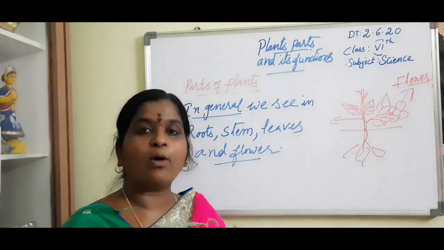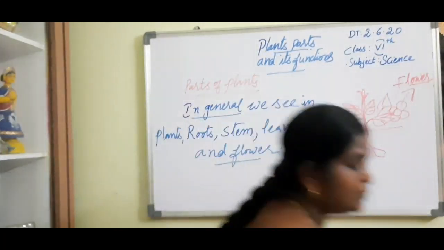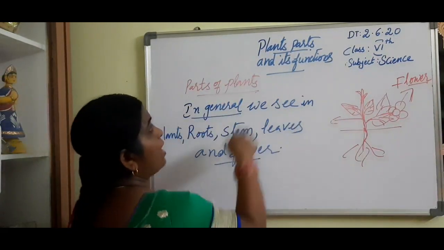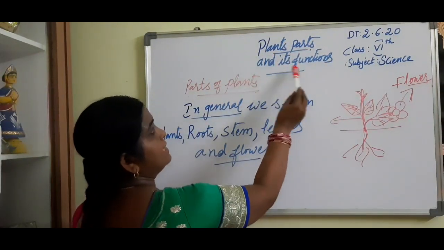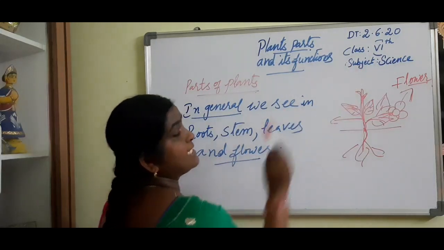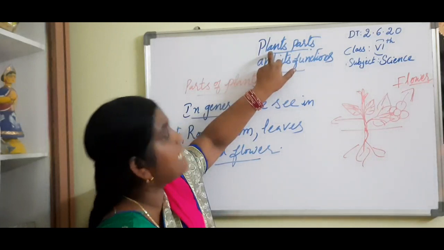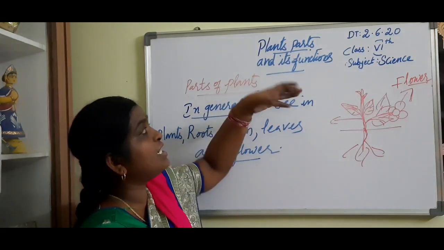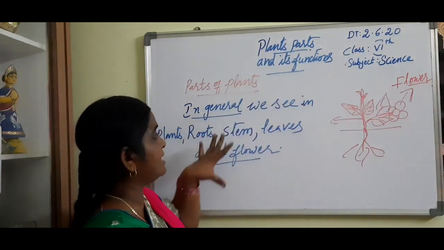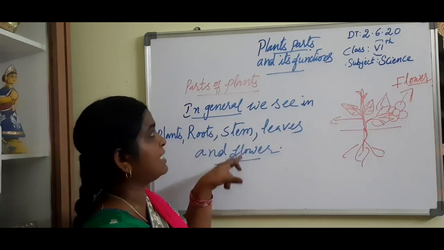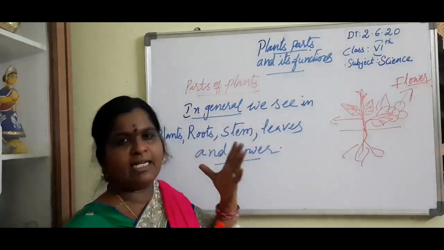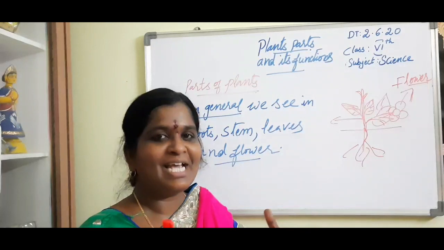This is the topic we have discussed up to now about the parts of the plant and their function. In this topic from the 6th standard, we have discussed the importance of plants and the parts of plants in general. What we see in the plant, the roots, stem, leaves and flower, and their function, we have discussed clearly with the experiments we have seen.